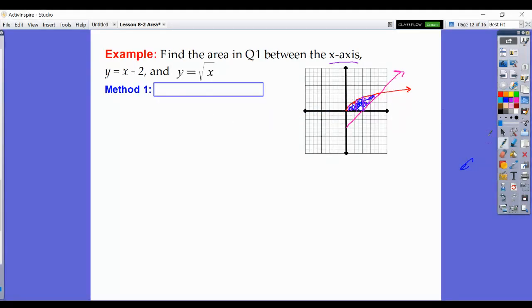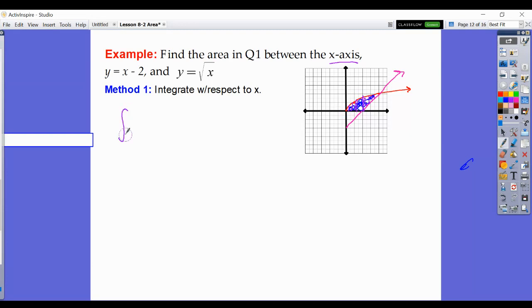We're going to start with integrating this with respect to x. So what I explained there is we're going to have to do it in 2 pieces. First of all, let's go the integral from 0 to 2, and we just have to do the square root of x, because that's all we want up to the x-axis. Then we're going to add this other chunk that's over here, and that one is the integral from 2 to 4, because the place where they intersect there is 4.